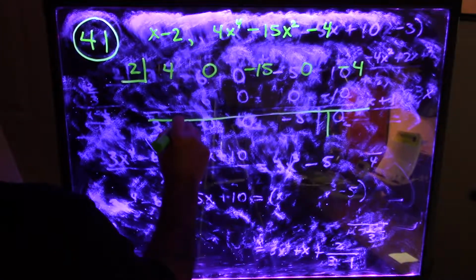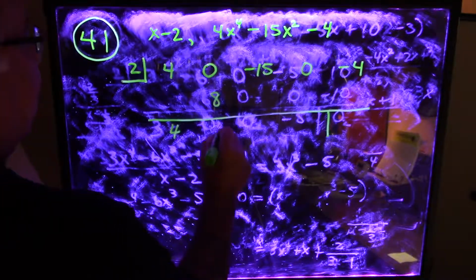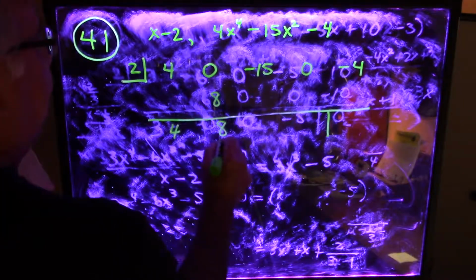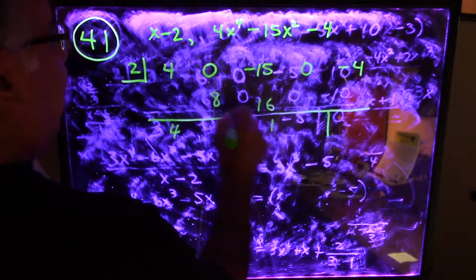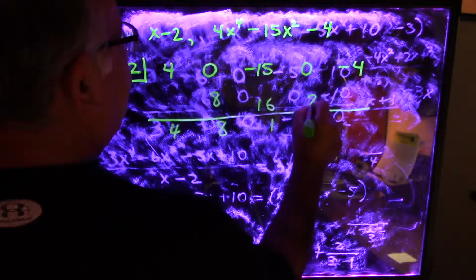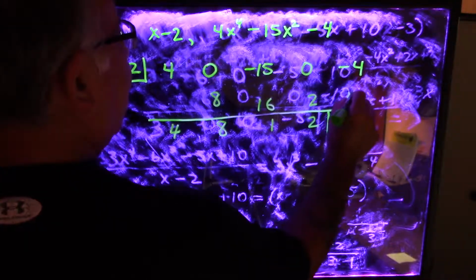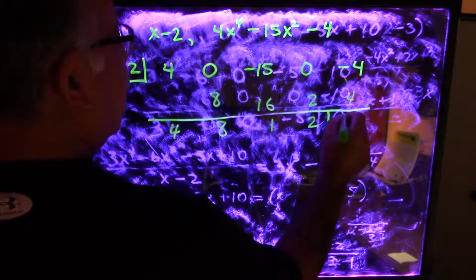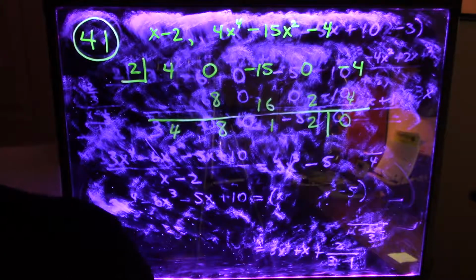Bring down the 4. 2 times 4 is 8. 8 and 0 are 8. 2 times 8 is 16. 16 minus 15 is 1. 2 times 1 is 2. 2 plus 0 is 2. 2 times 2 is 4. Plus a negative 4 is 0. So there's a 0 remainder. And so we have our factorization.